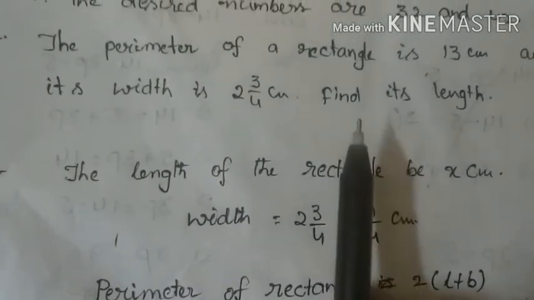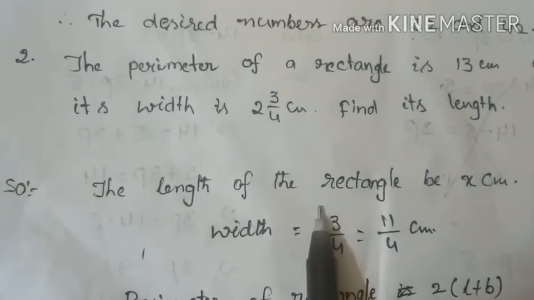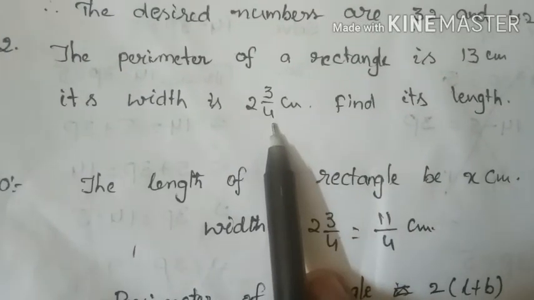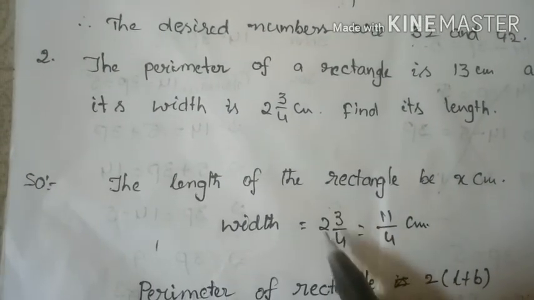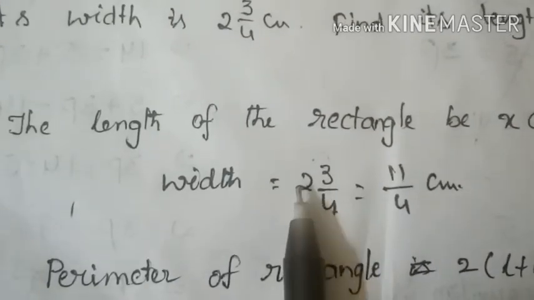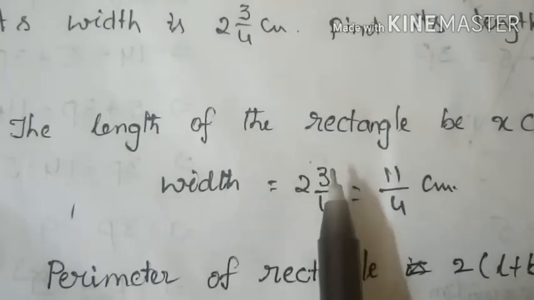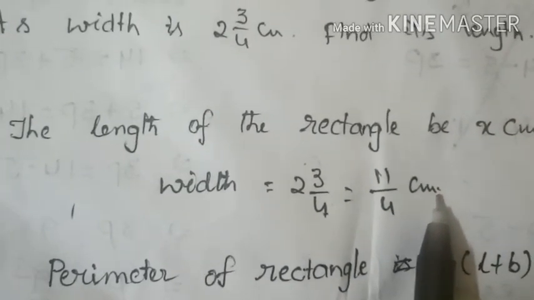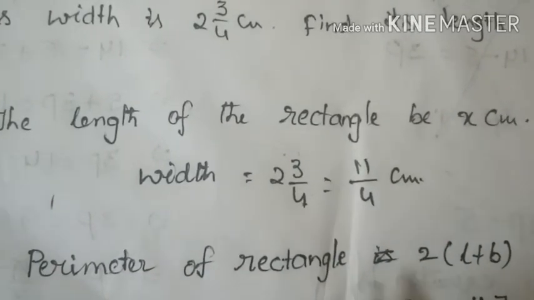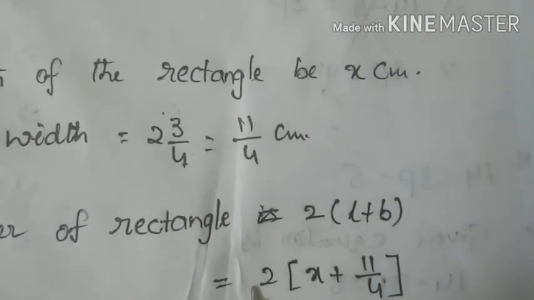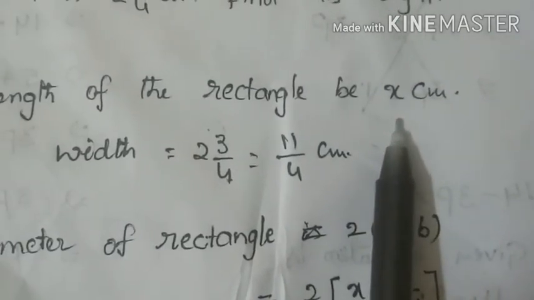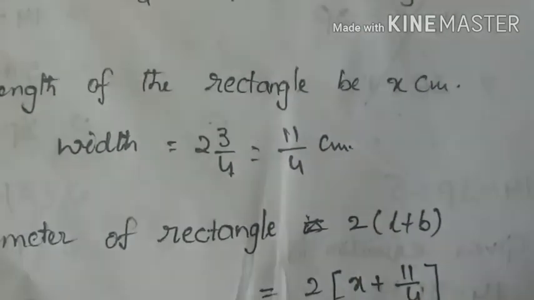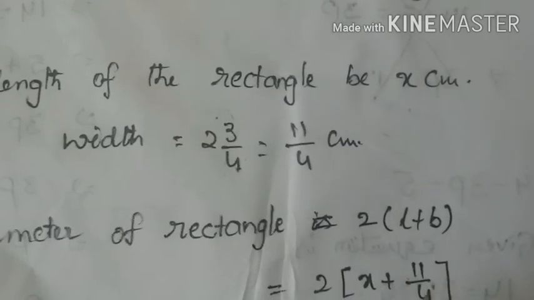So here we don't know the length. So let the length of the rectangle be x centimeters. Width is given as 2 and 3 by 4 centimeters. It is a mixed fraction, so we should convert it into an improper fraction. That means 4 into 2 is 8, plus 3 is 11. 11 by 4 centimeters. Clear? Now the perimeter of the rectangle, we know, is 2 into L plus B. So 2 into, what is L? Length is x centimeters. x plus breadth, which is 11 by 4. So 2 into x plus 11 by 4.